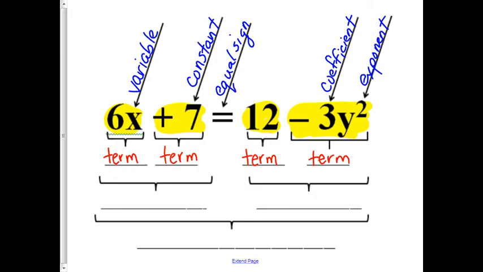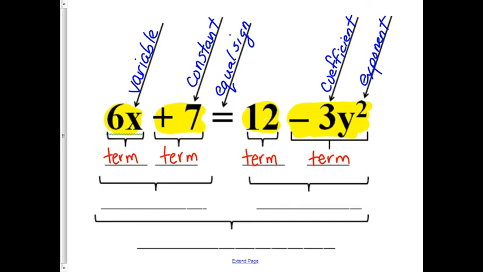So each of those is something that is added or subtracted within that equation or within the expressions. So 6x is a term. Then plus 7 is another term. It is something that is being added or subtracted.